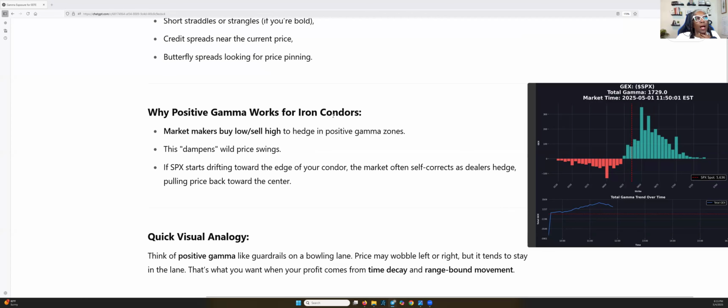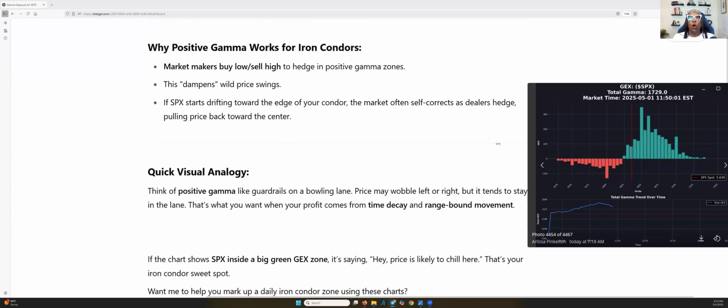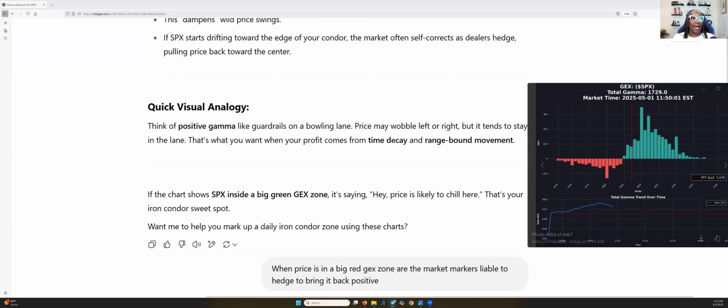Why positive gamma works for iron condors: market makers buy low, sell high to hedge in positive gamma zones. This dampens the wild price swings. If SPX starts drifting towards the edge of your condor, the market often self-corrects as dealers hedge, pulling price back toward the center. So if price starts to drift away, and we've seen this happen, price drifts toward the edges and then it'll come back in. We've seen that happen once price is in the green area.